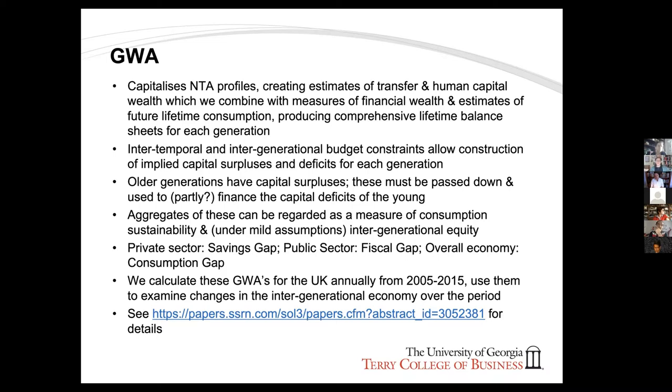We call these aggregates for the private sector a savings gap. For the public sector, just like generational accounting, we call it a fiscal gap. We add these two together and we get an overall measure of the sustainability of consumption in the economy, and that we call the consumption gap. In this paper, we calculate these GWAs annually for the UK from 2005 to 2015, and we use them to examine changes in the intergenerational economy over the period. That's all I'm going to talk about the methodology. If you're really interested, there's 80 pages of very dense text waiting for you at that link.